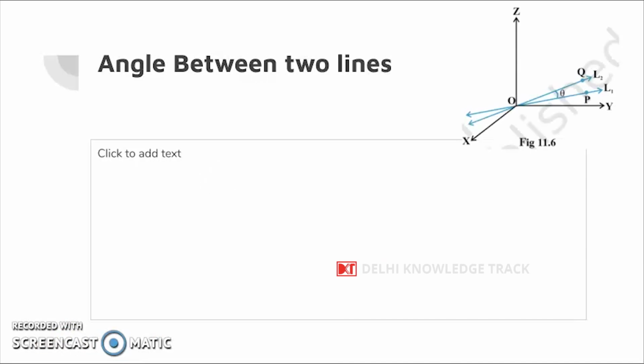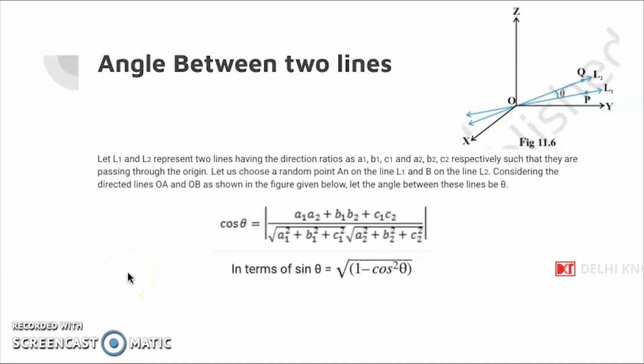Starts with angle between two lines. Previously we saw the angle between two lines in the formula of direction cosines. But here, we'll see the angle between two lines in the formula of direction ratios. So I have kept the diagram same, where there are two lines passing through the origin and having angle theta in between. Let L1 and L2 represent two lines having the direction ratios A1, B1, C1 and A2, B2, C2 respectively. And they are also passing through origin.